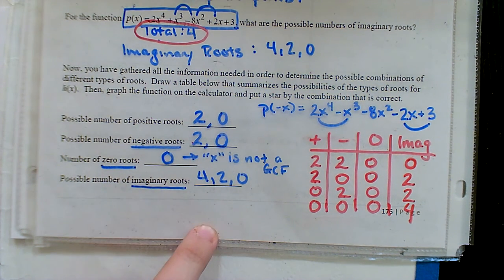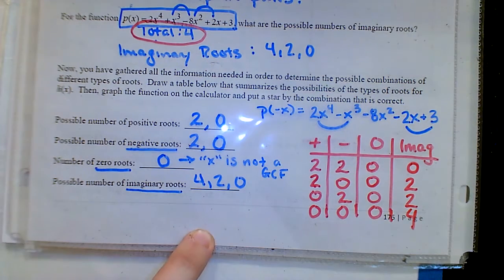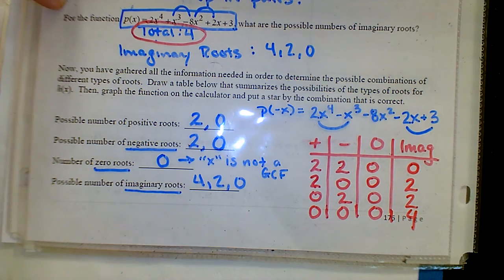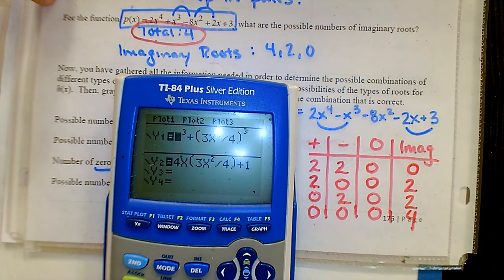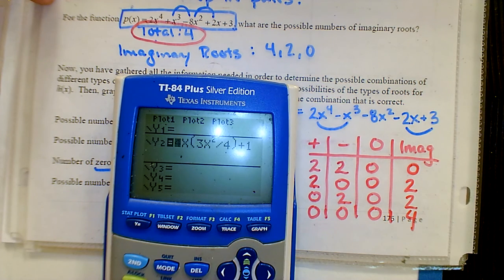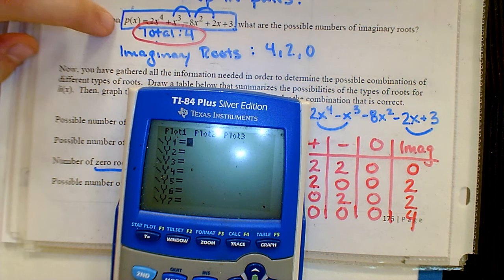Okay, so go ahead and turn on your calculator. Where do we go to type in an equation? Remember? Yeah, y equals. If there's anything in there, go ahead and clear it out. And we're going to type in the p of x equation that's in the middle of your page.